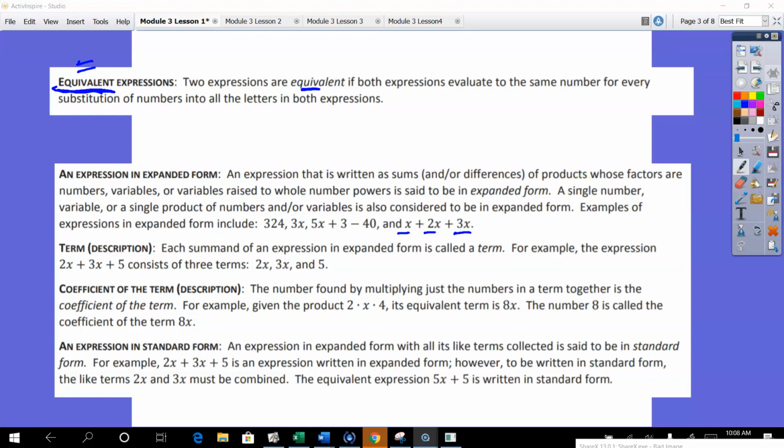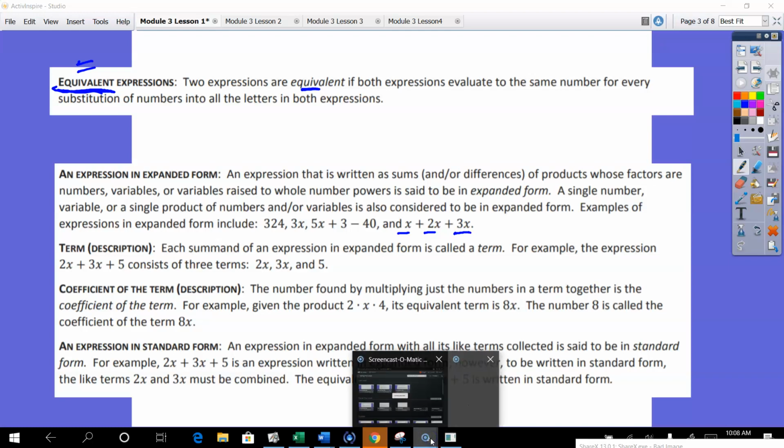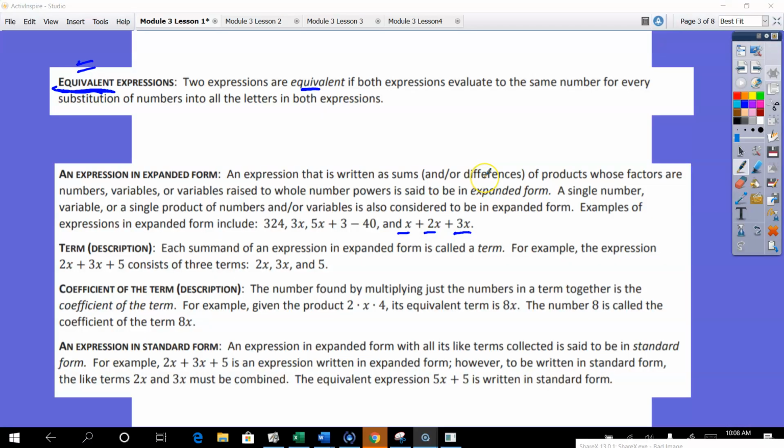Okay. So a term: each summand of an expression in expanded form is called a term. For example, the expression 2x plus 3x plus 5 consists of three terms. So 2x is a term, plus a positive 3x, plus 5. So there are three terms there. They're separated by addition signs.